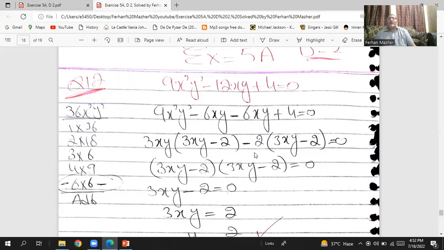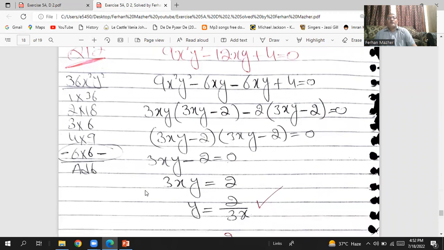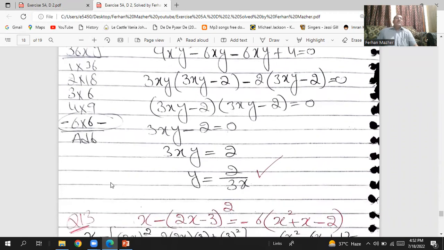From the last two terms, -2 is common. So in the bracket, you will have 3xy minus 2. From here and here, you can see 3xy minus 2 is common from these two. So from here, you will have 3xy minus 2 in the other bracket. So I will make these brackets 0. Both the brackets are exactly the same. So I will make 3xy minus 2 equals 0.